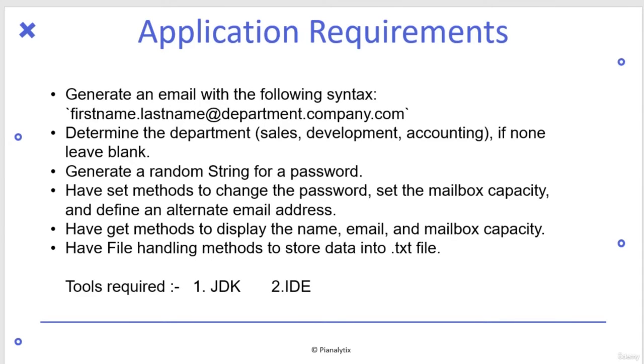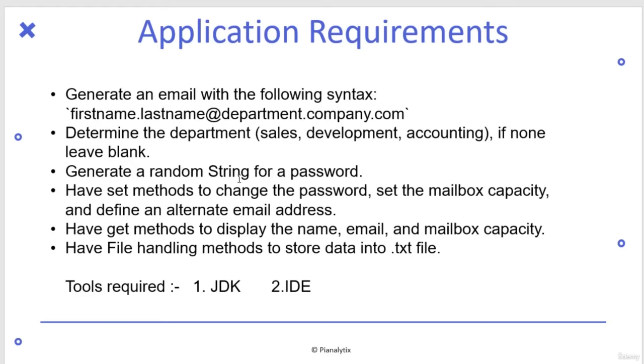First, our basic requirement is generating an email with the syntax first name, last name, @department, and we are going to provide .company.com. Here the first name, last name and department are given by the user, or we can say the new hire. To determine the department, I am considering here sales, development and accounting. If none is given by the new employee, then that will be blank in the email.